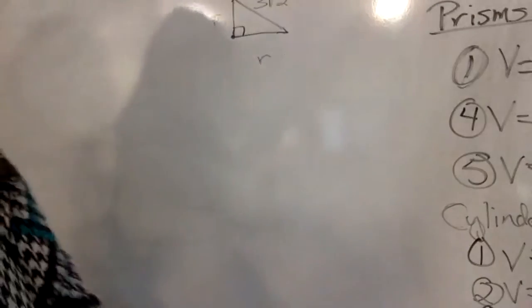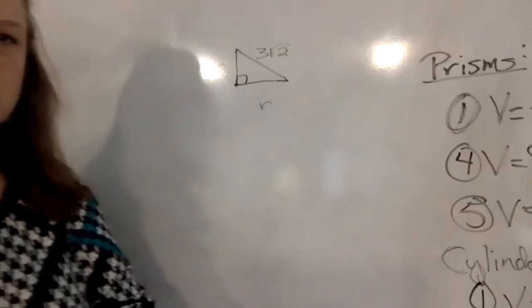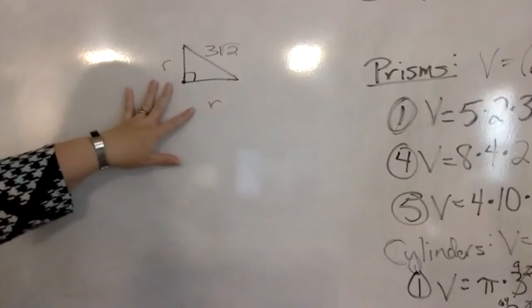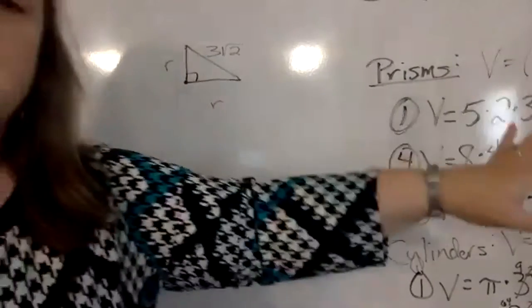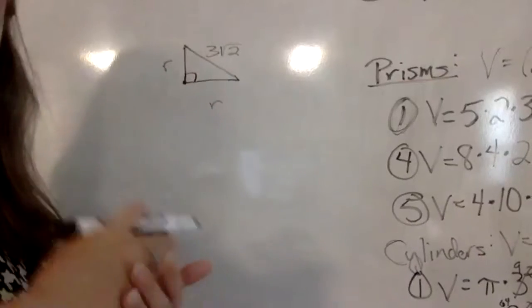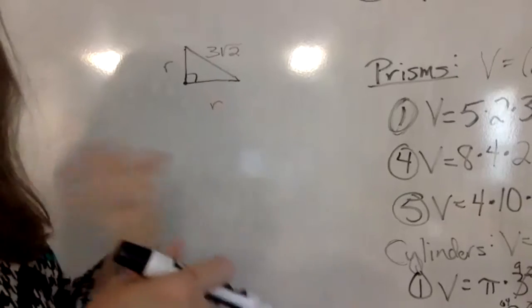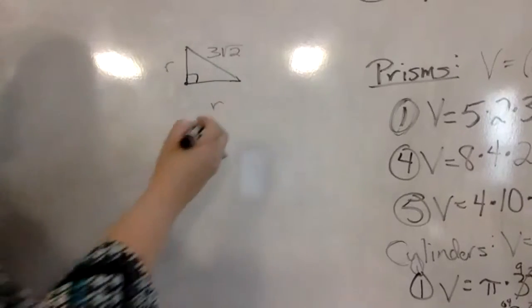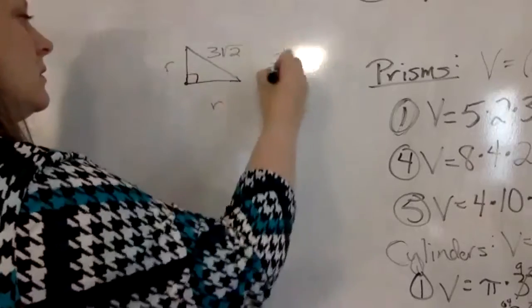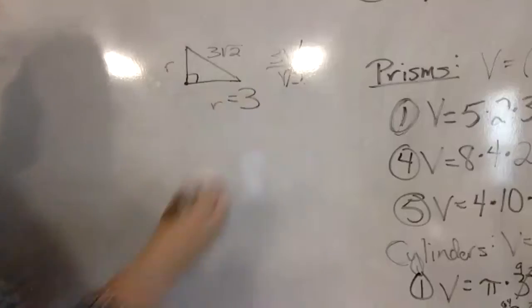That is not the radius. But for our formula, we need the what? We need to know what the radius is. So to find the radius, this is just like what we had on that other one. The two sides are congruent, so it's a right isosceles triangle, or a 45, 45, 90 triangle. So to find the two legs, I can take 3 square root of 2 divided by square root of 2. So my radius is just going to be 3.